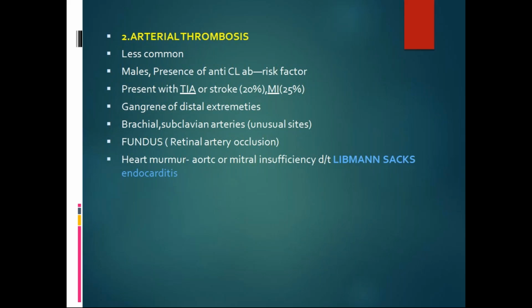As you all already know, gangrene means loss of blood supply. Whenever there is a thrombus occluding the blood vessels, there can be gangrene of distal extremities. Brachial or subclavian arteries are unusual sites, and there can be heart murmurs and all. Libman-Sacks endocarditis, you might have known, occurs in systemic lupus erythematosus. You can remember that for your future examinations.